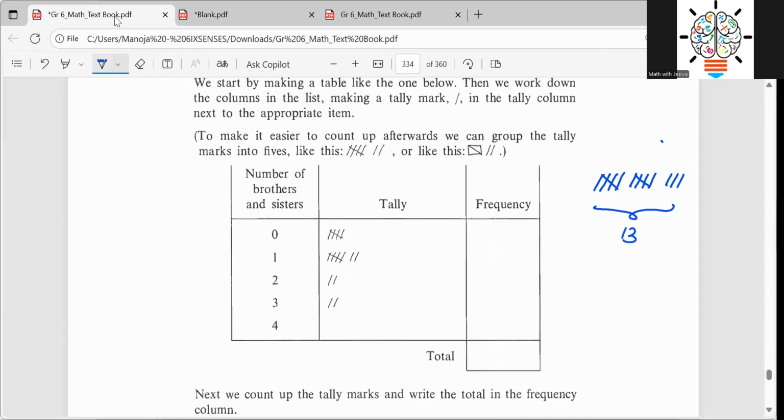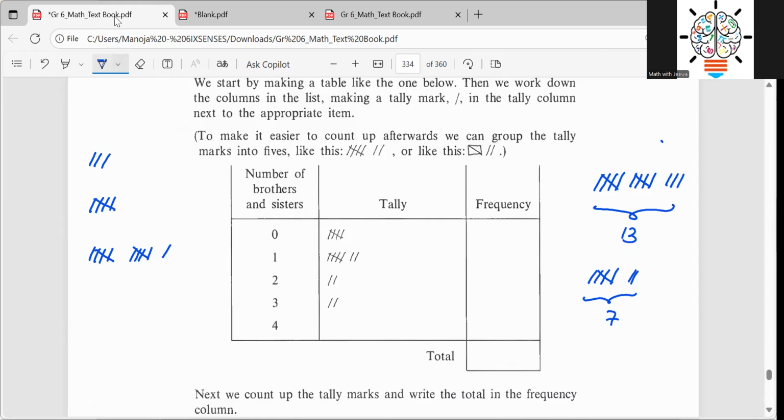Let's say I want to show 7. 1, 2, 3, 4, 5. Keep the space: 6, 7. So then I'm showing 7 here. Let's say I want to show 3. 1, 2, 3. And 11: 1, 2, 3, 4, 5, 6, 7, 8, 9, 10, 11. Okay, that is how you show it.